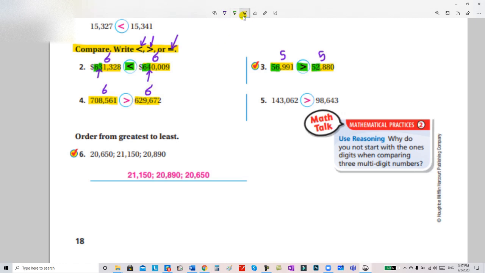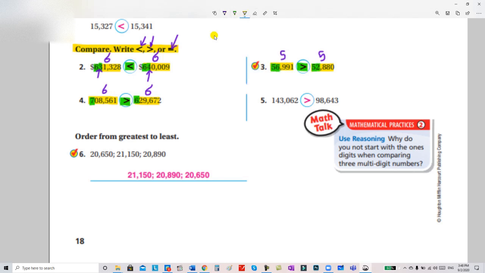After that, let's move to the second step, which is comparing the digits to the left of each number. So we have here 7 and we have here 6. We have 7 is greater than 6, so we're going to put this sign. Okay, let's move to number 5.